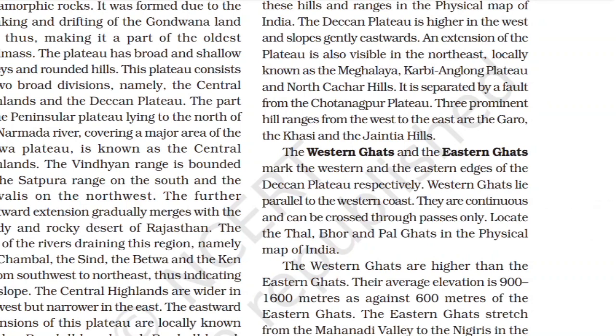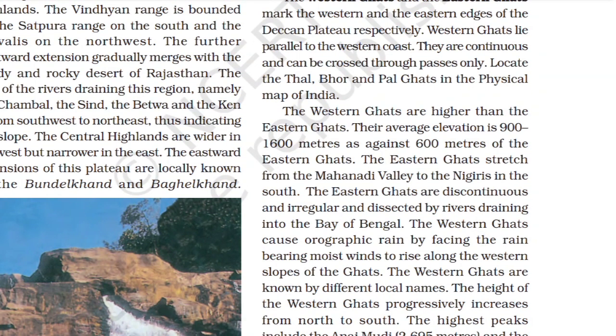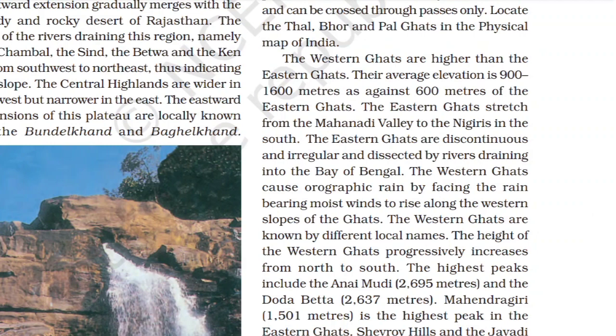The Western Ghats and the Eastern Ghats mark the western and the eastern edges of the Deccan Plateau respectively. The Western Ghats lie parallel to the west coast. They are continuous and can be crossed through passes only. The Western Ghats are higher than the Eastern Ghats. Altitude variation is 900 to 1600 meters as against 600 meters in the Eastern Ghats. The Eastern Ghats stretch from the Mahanadi Valley to the Nilgiris in the south. The Eastern Ghats are discontinuous and irregular, dissected by rivers draining to the Bay of Bengal.